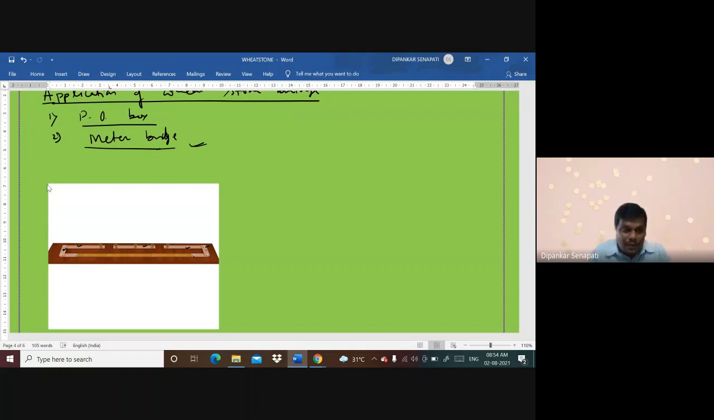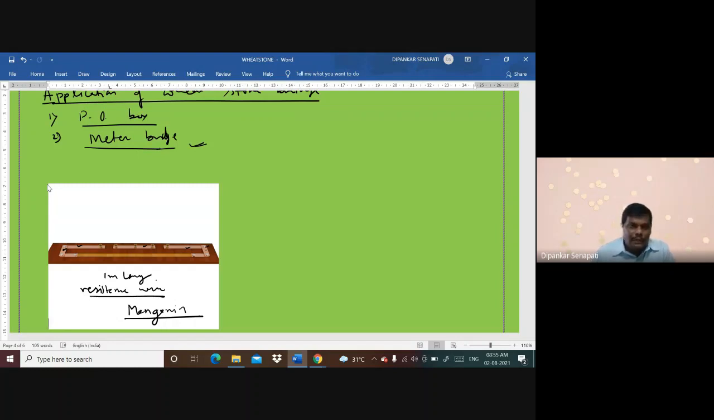There is a 1 meter long resistance wire, generally made of manganese, and it has high resistivity. Now, see how we use this bridge.